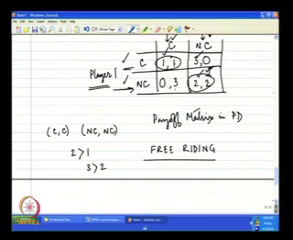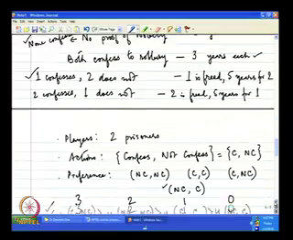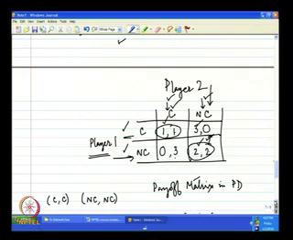So, that is what is meant by free riding. And another interesting thing is that if you look at this game a little bit carefully, at this payoff matrix, let us take it from the point of view of player 2. If player 2 knows that player 1 is going to play NC, obviously, as I have said, he is going to play C. But if player 2 knows that player 1 is going to play C, then what does he do?